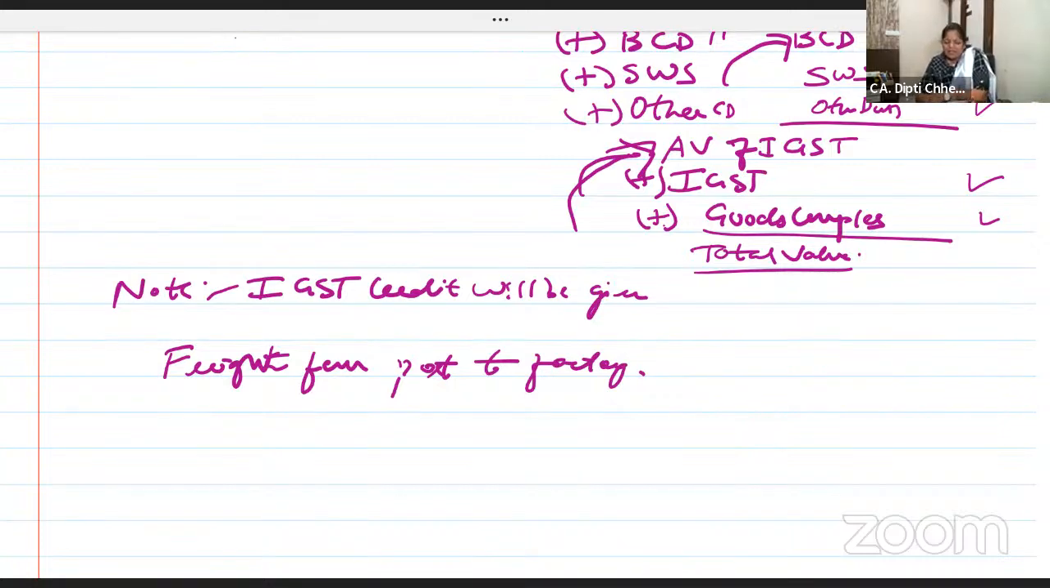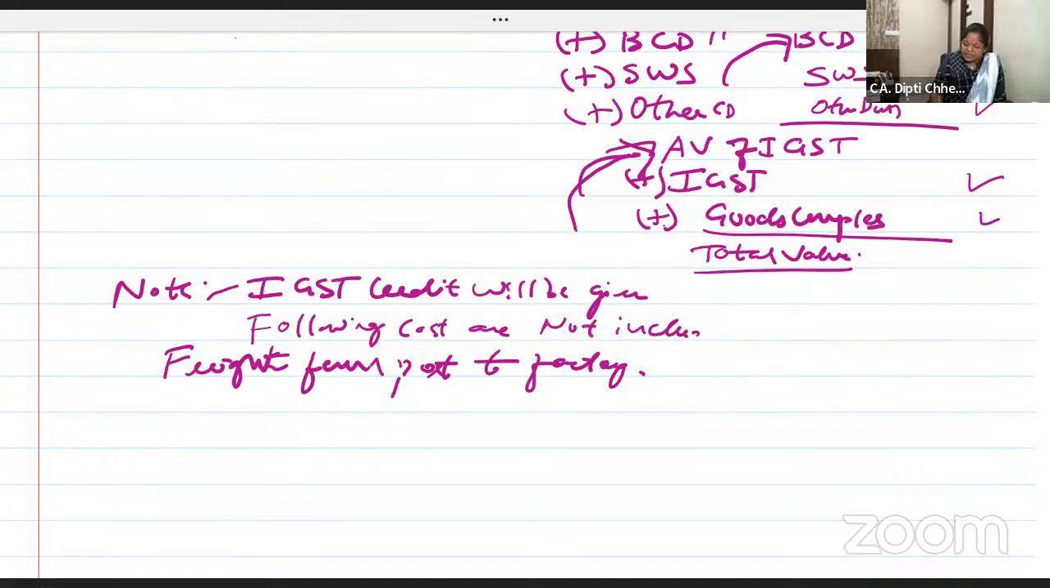Are you getting it? After paying custom duty, you may take the goods from the port to the factory. Not included. Following costs are not included. I'll revise. If you have any doubt, you can ask. Freight from port to factory, we will not take.